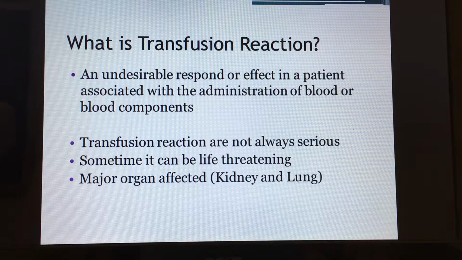For example, the acute hemolytic transfusion reaction usually leads to ABO incompatibility, and is usually caused by technical error. The major organs affected by the transfusion reaction are usually the kidney and the lung.